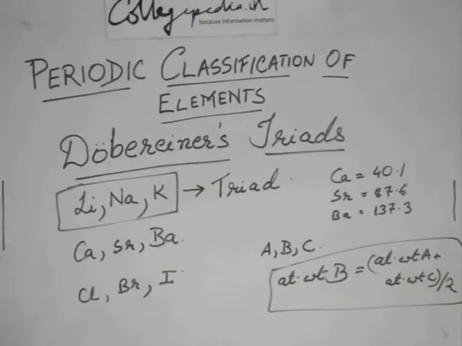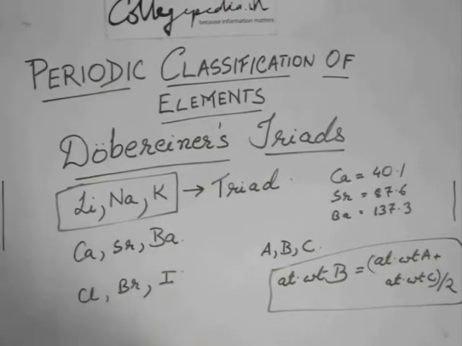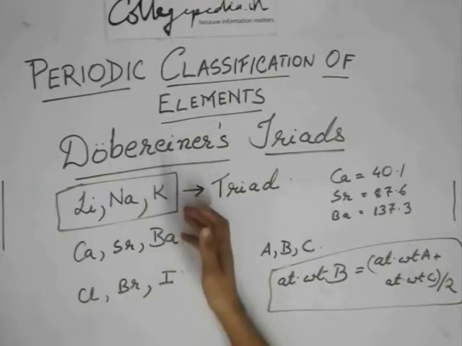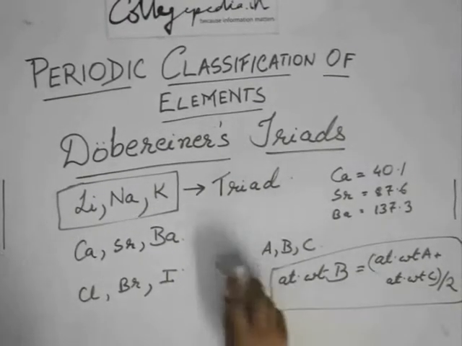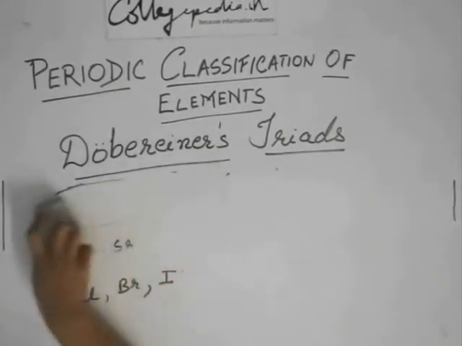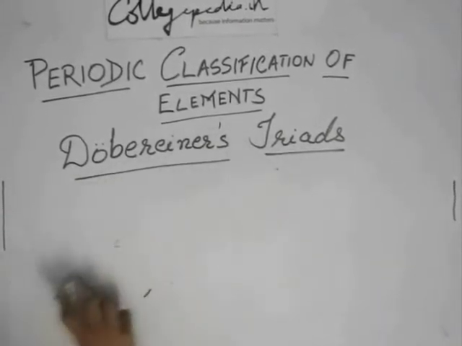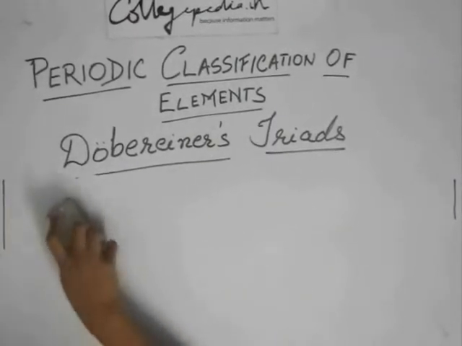But the disadvantage was that he could find only 3 such triads. I mean, there were more elements discovered at that time than these, and now there are even more. So he could find only 3 such triads, so it was not of much use. Although it was the beginning of the classification of elements.